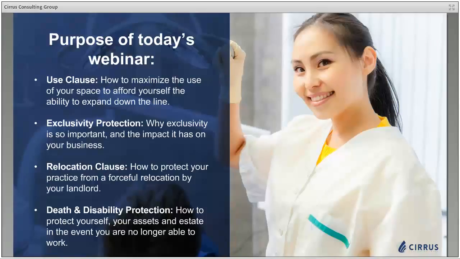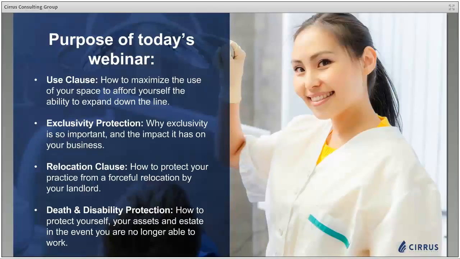So what is the purpose of today's webinar? Well, it's fourfold. I want to take a look at some of the clauses within each and every one of your lease agreements that can be used to protect or increase your production. The first of those clauses is the use provision, which will be included in all of your lease agreements and outlines what it is exactly that you can and cannot do within your space in terms of the services that you're offering. And I would like to go through some examples of how you can maximize the use of your space to afford yourself the ability to expand your service offerings in the future if you choose to do so.